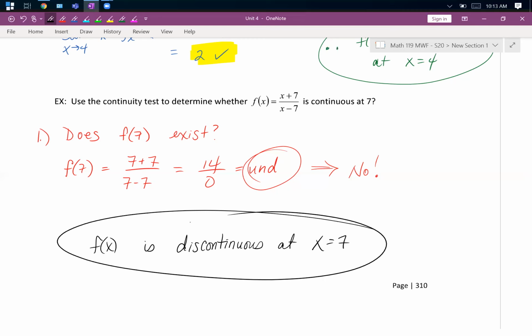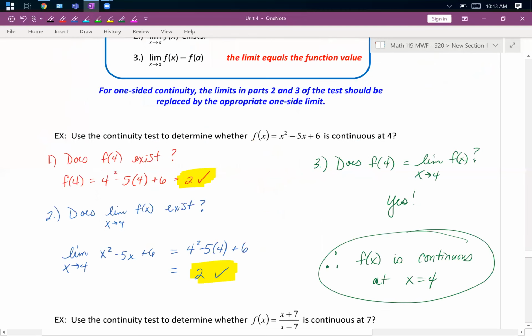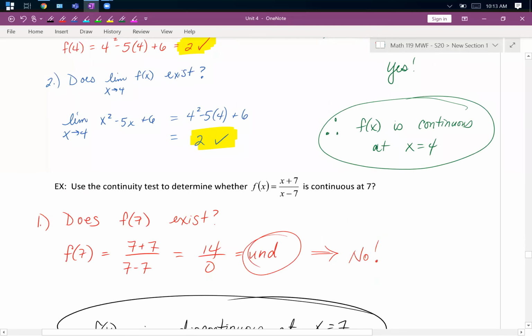So the fact that it says it is continuous at 7, that 7 for the limit then will be the x approaches 7? Yep. Okay. So whatever they tell us. In the first one, they said 4. Is it continuous at 4? So that's what we're using for our x. In this one, they're using 7. So that's what we're using for our x. Anybody else?